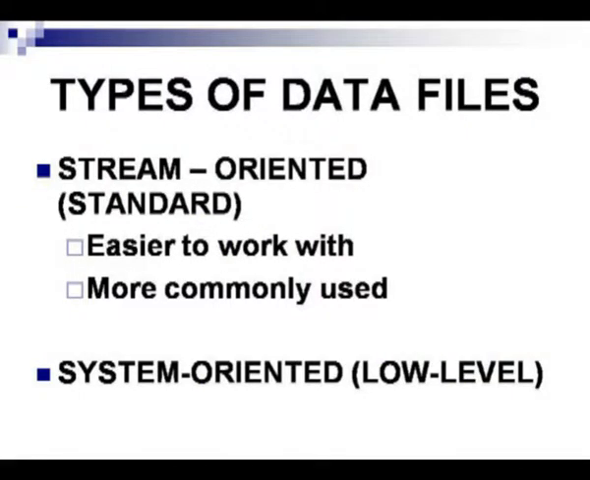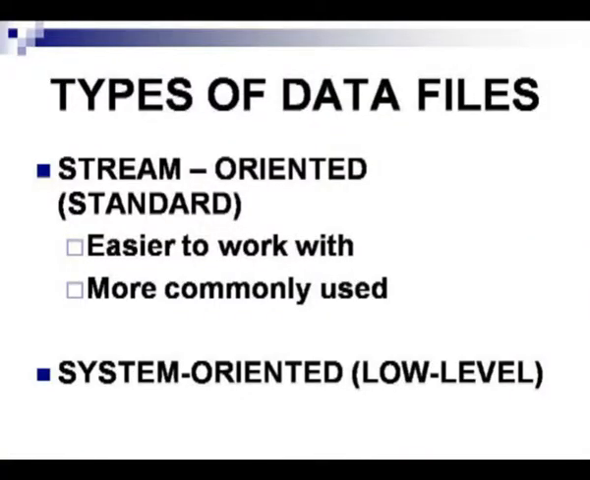There are two types of data files in C. The one is the stream oriented data files. These are the standard data files that are used in C programming because they are easier to work with and they are more commonly used. Easier to work with in the sense they have more or less the same protocol for all the operations that are performed on these C files.